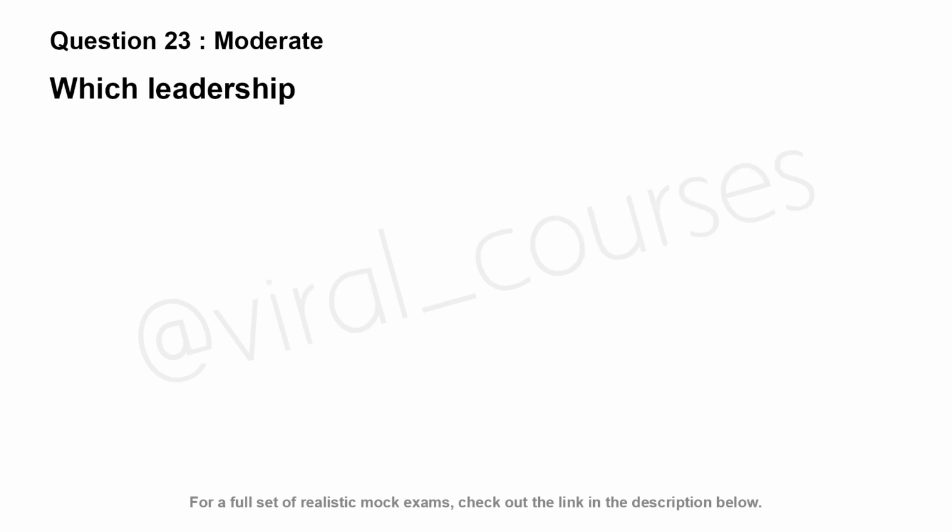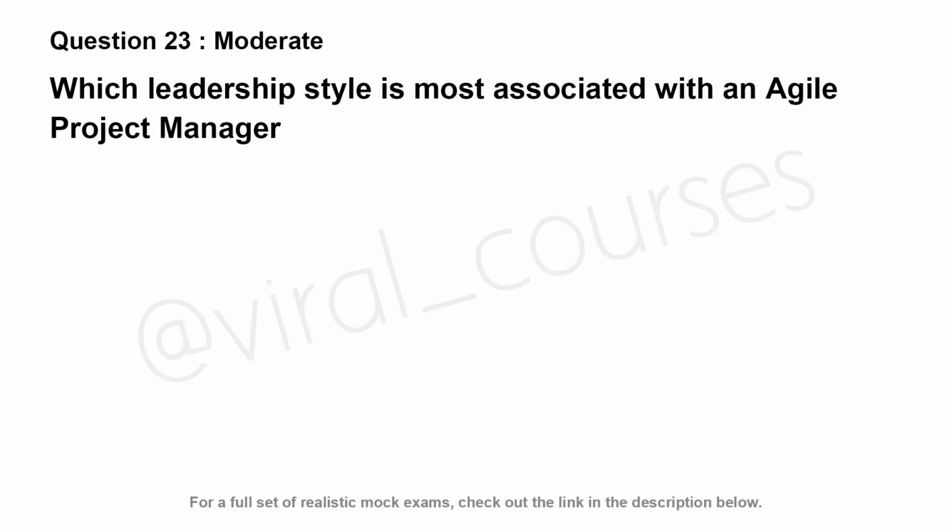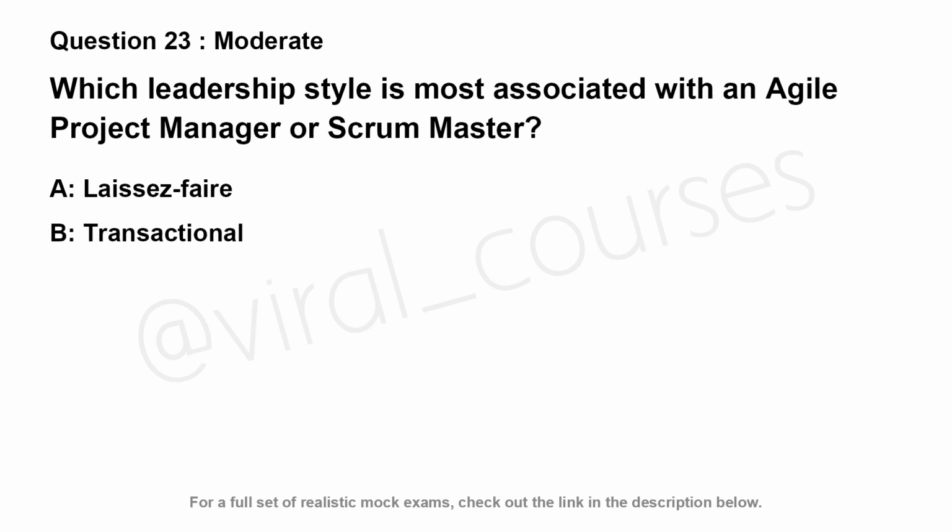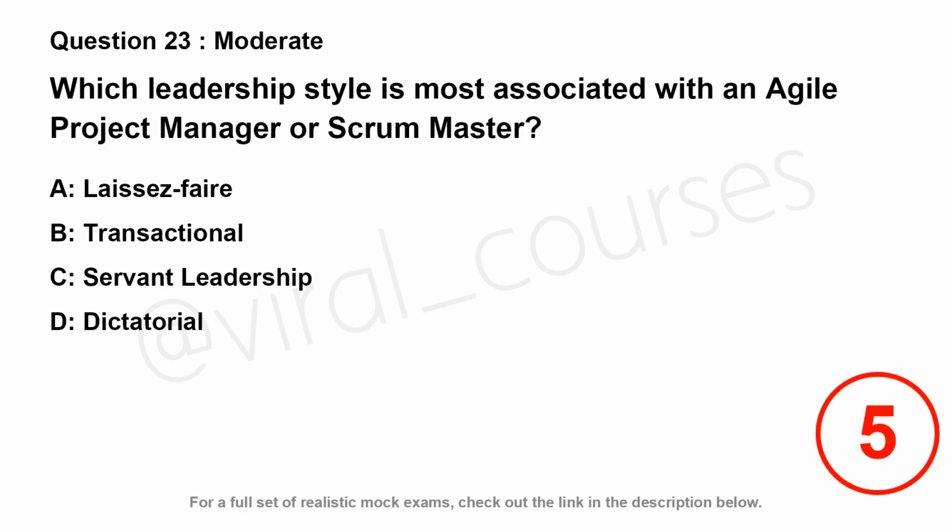Which leadership style is most associated with an Agile project manager or Scrum Master? Option A. Laissez-faire. Option B. Transactional. Option C. Servant leadership. Option D. Dictatorial.